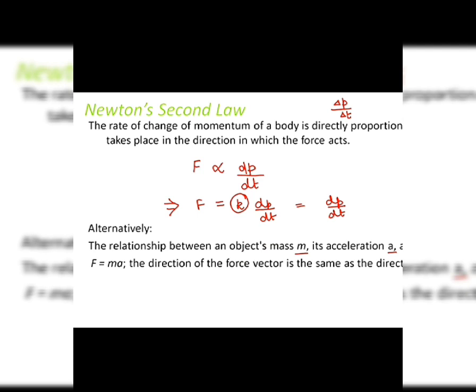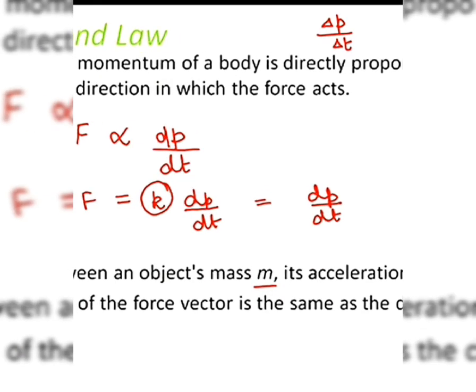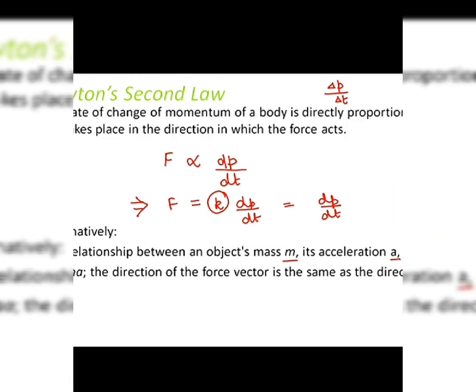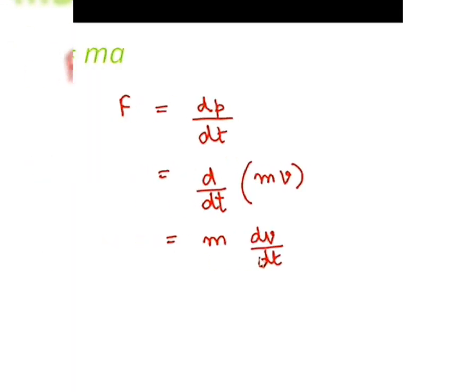From the definition, we saw that force is nothing but the rate of change of momentum. Now keep this d by dt aside. What is p? Momentum is mass into velocity, so I write m into v here. Now this becomes m into dv by dt, because there is no change for mass, so d by dt will act on velocity.